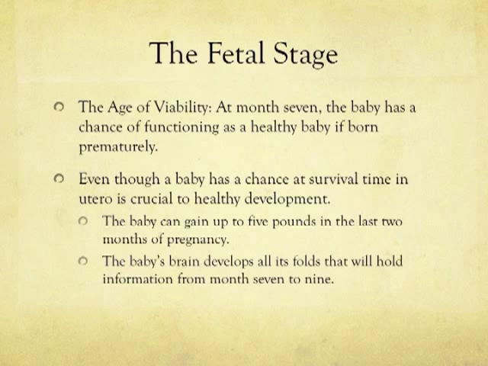The mother supplies the fetus with the antibodies it needs to protect itself against disease. A very important element of the fetal stage includes the age of viability. At month 7, the baby has a chance of functioning as a healthy baby if born prematurely, but there are a lot of complications with premature births. Even though a baby has a chance of survival, time in utero is really crucial to healthy development. The baby can gain up to 5 pounds in the last 2 months of pregnancy, and the baby's brain develops all its little folds that hold information from 7 months to 9.